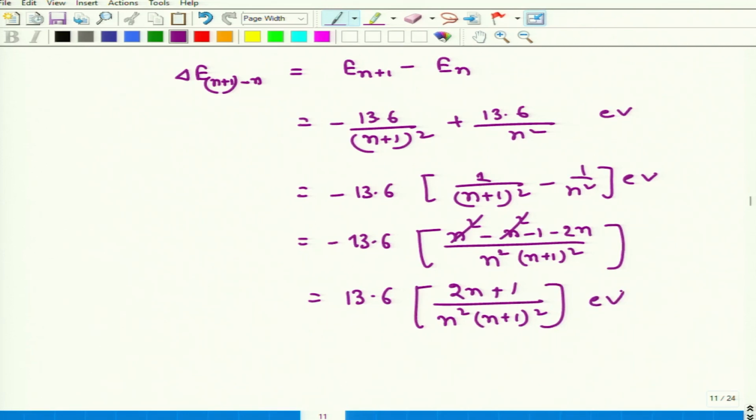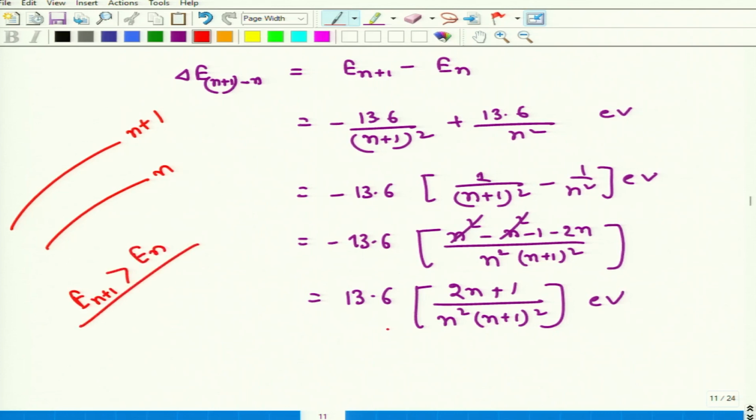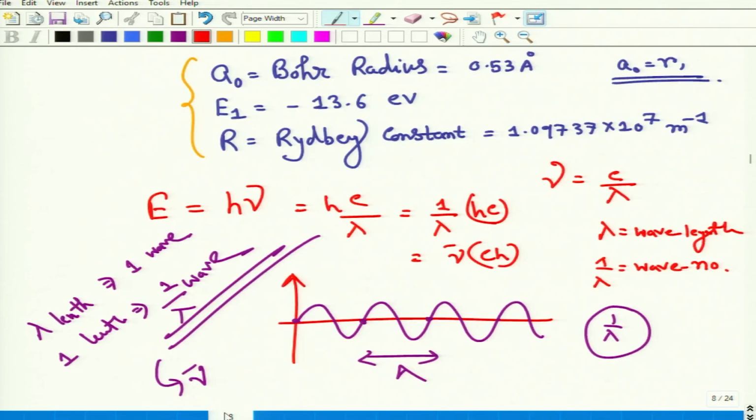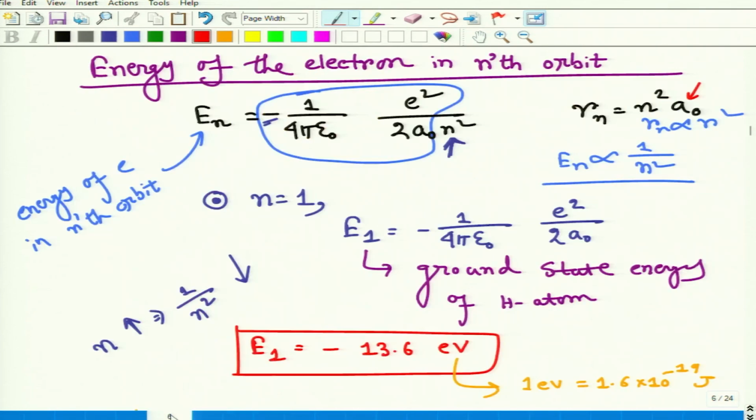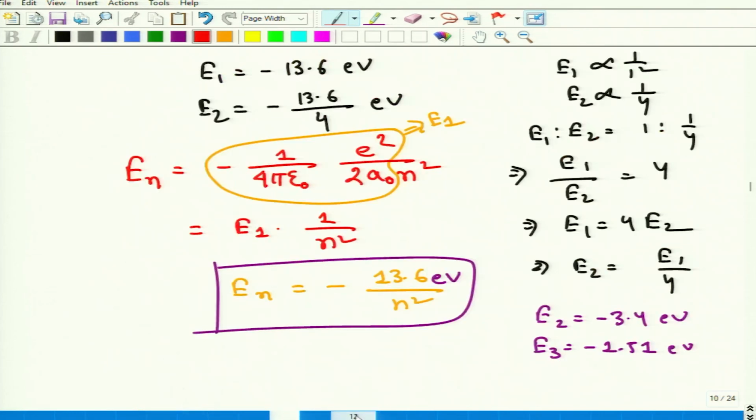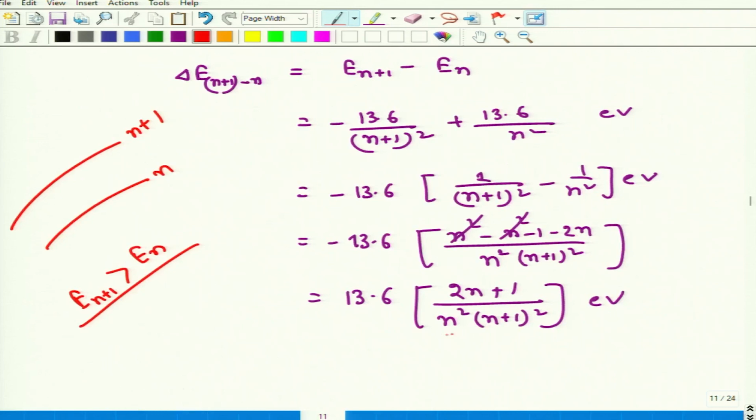This should be the result, right? This is the nth level, this is the n plus 1th level. As I discussed, if we increase n, the energy should increase. So En plus 1 should be greater than En, and this value should be positive, right? If n increases, 1 by n square decreases, that means En will increase because there is a minus sign. So that's why it's positive.